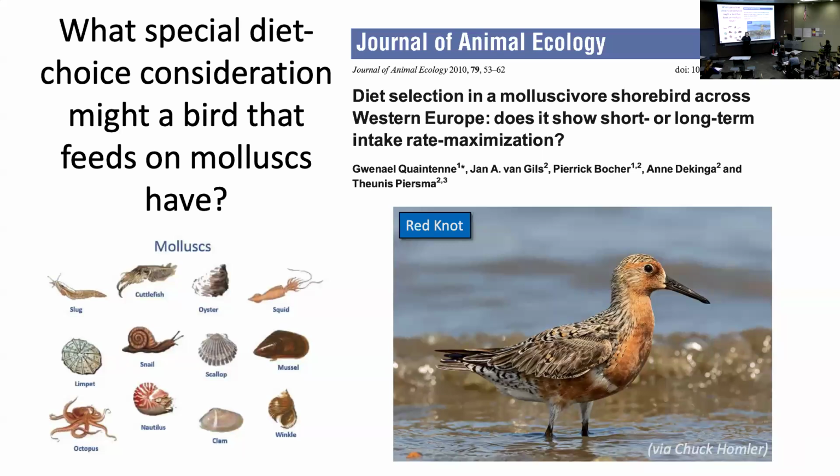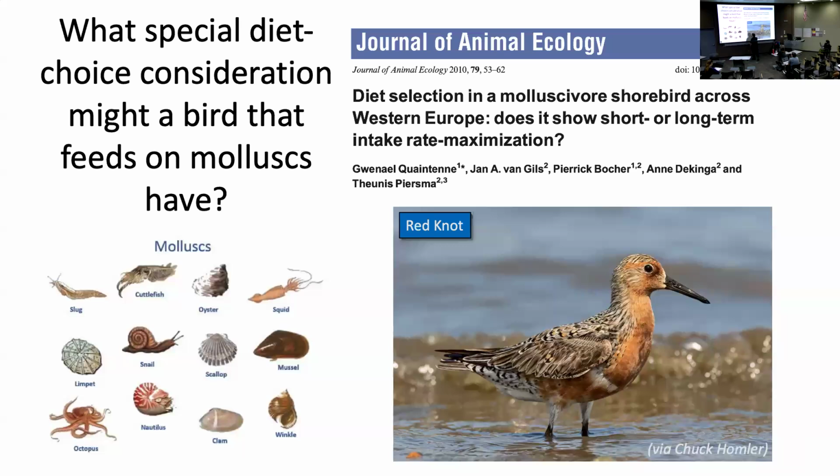Well, then what's something else we need to consider about foraging for energy on mollusks related to that? What complication do you have? Yeah, yeah. I think that's kind of where I'm going with it.